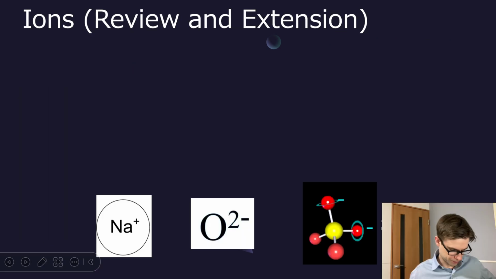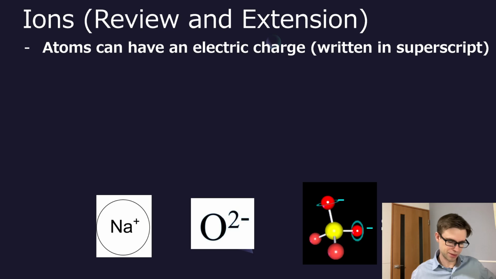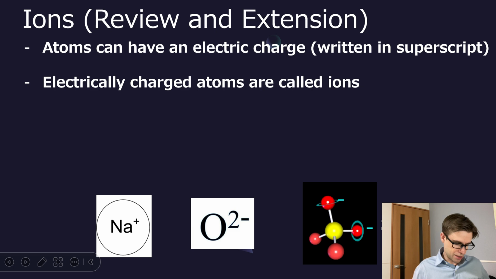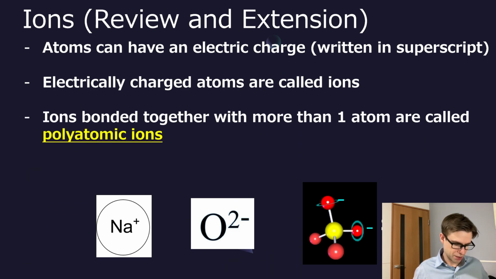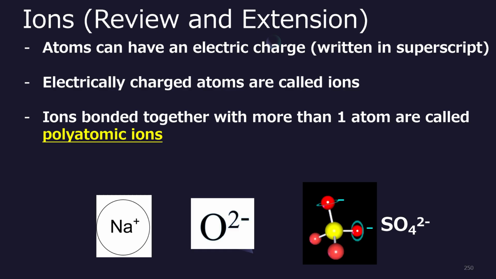Moving on. So I do want to just review and expand on the concepts of ions a little bit. It's going to become really important. Atoms can have an electric charge that's written in a superscript on the top right. Electrically charged atoms are called ions. We know this. Ions bonded together with more than one atom are called polyatomic ions. If you know the poly prefix, it means many of something, so many atom ions. So regular ions that we've seen are like Na+, O2-, but now I'm going to introduce polyatomic ions like SO4 2-.